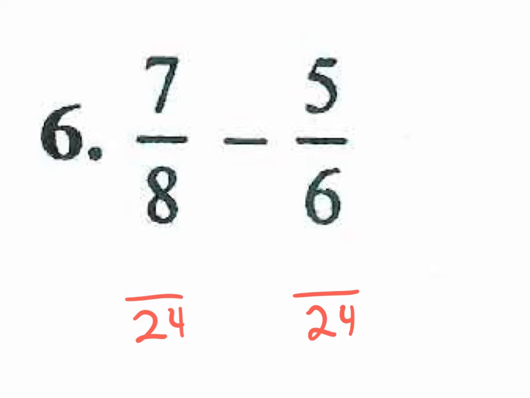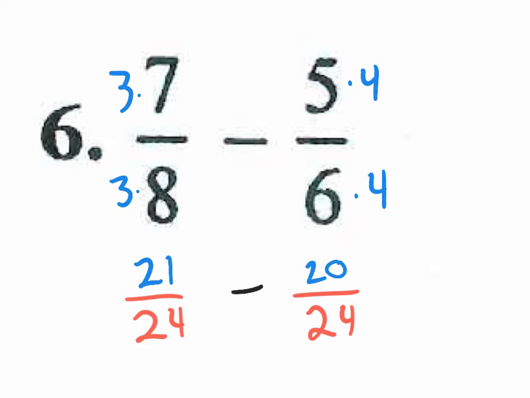Now let's actually go through those changes. 8 times 3 is 24. 7 times 3 is 21. 6 times 4 is 24. 5 times 4 is 20. All right, only one person's following along. That's not good. We are subtracting between the two.